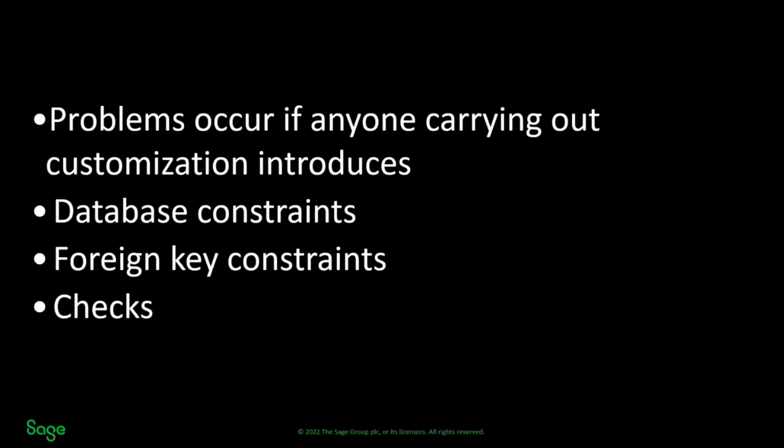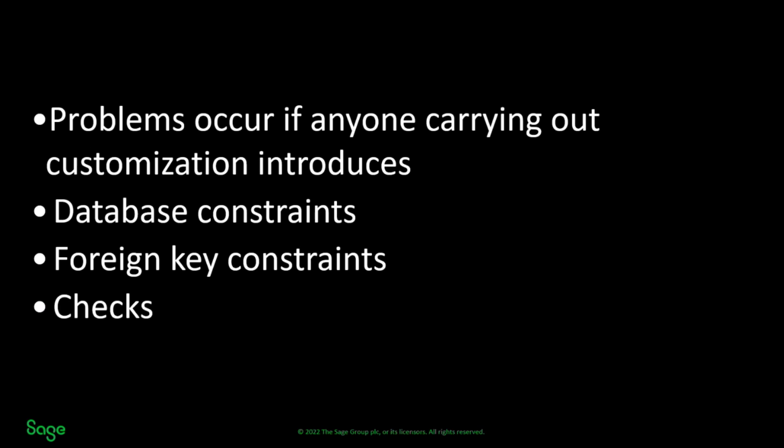We can do a lot of very dramatic changes to the interface. But it is worth reminding ourselves about how Sage CRM works and how it assumes that it's going to work. So problems will occur if anyone carrying out customizations includes database constraints or foreign key constraints or any other range check, for example, inside the database.